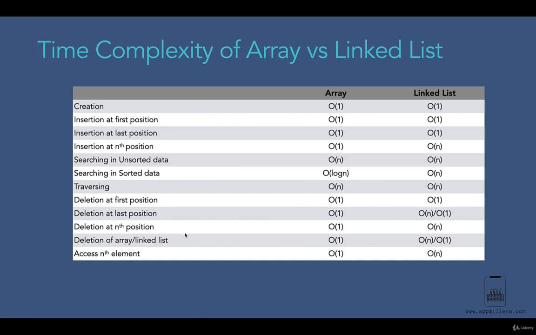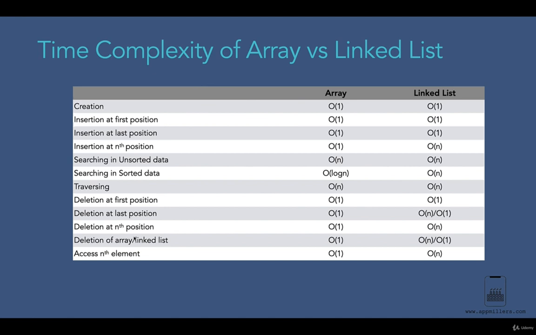Now, when it comes to deletion at the nth position, here also, in the case of an array, we just need to access the cell and update its value. So based on n, we are going to access the nth cell and update its value to the default value. So with this, we are deleting the cell from the array. But in the case of a linked list, we have to loop through the linked list until we find the specified location and delete the element from there. So this loop will take O(n) time complexity.